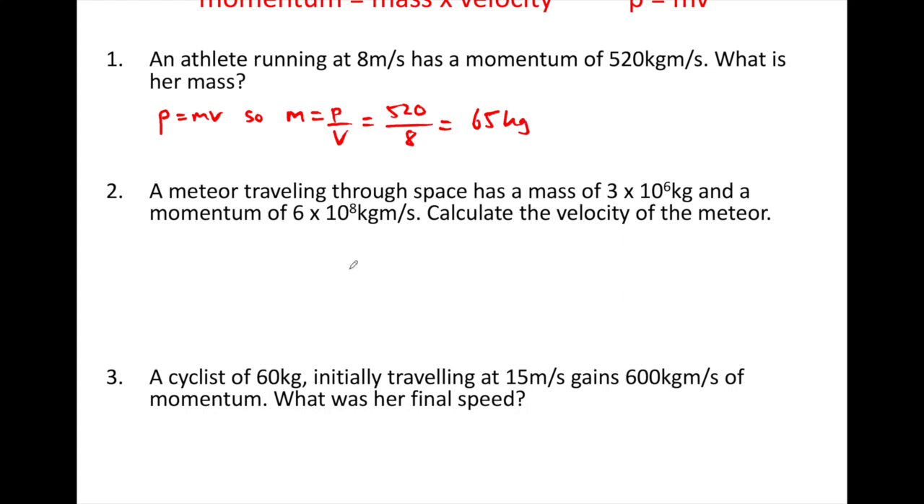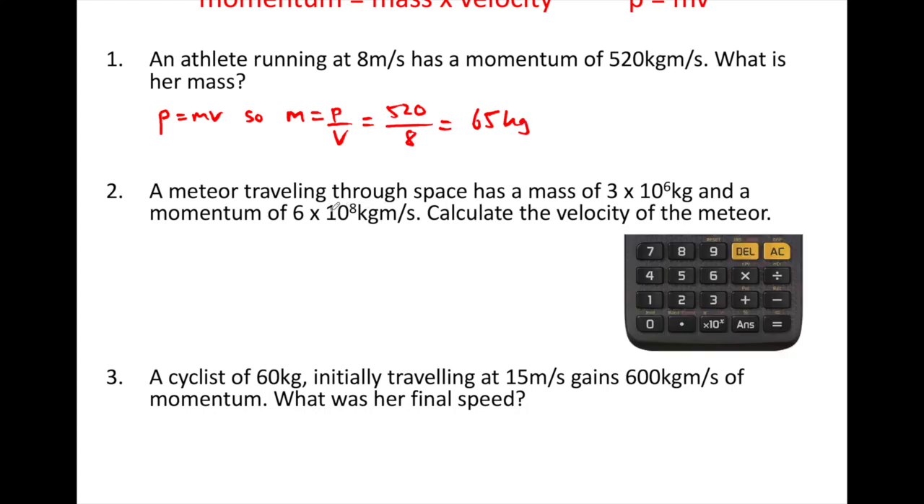The second one, you will need to put times 10 to the 8 in, and so just remember to press that button for times 10 to the 8, not your times button, and that will bring up this symbol straight away, and you can just put the 8 on.